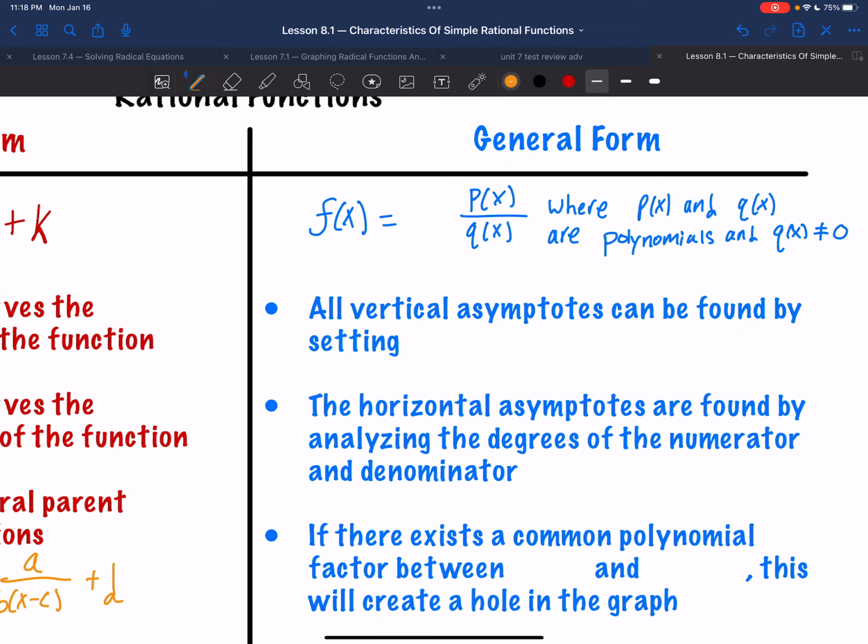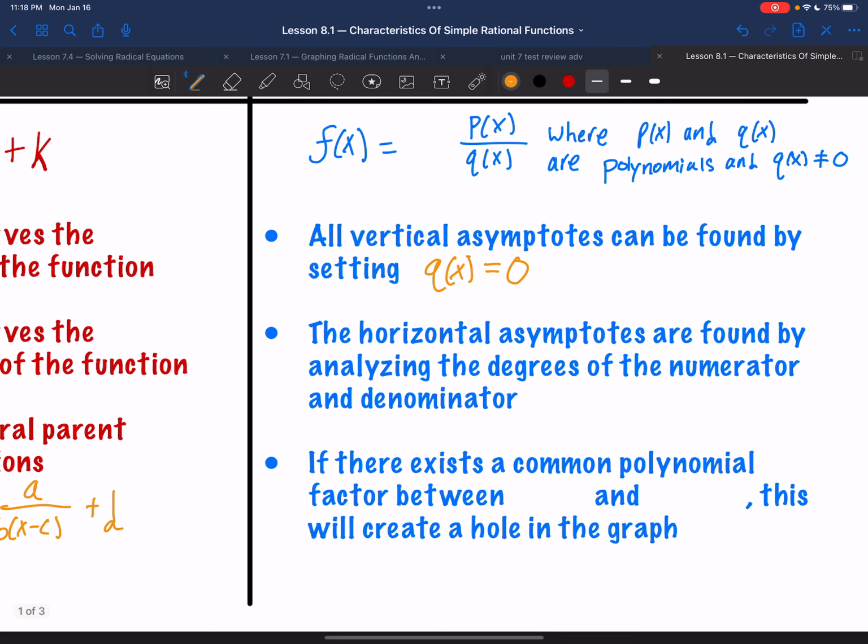Quick little tidbits. All vertical asymptotes can be found by setting the bottom polynomial, the denominator, q of x, equal to 0. We will explore this next time, so don't worry about this too much right now. But essentially, you can't divide by 0. That result is undefined. And so anytime you try to divide by 0, that's going to create a vertical asymptote, or what's known as a hole, but we're going to talk about that later.